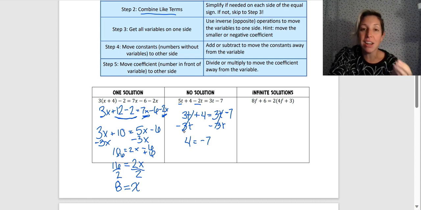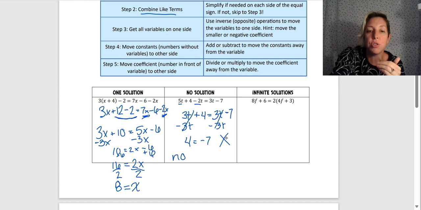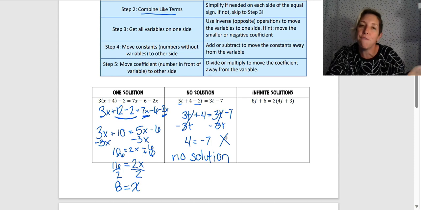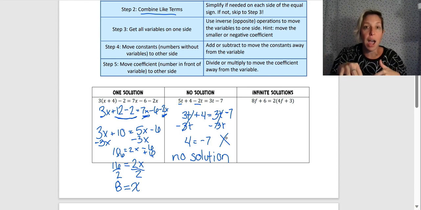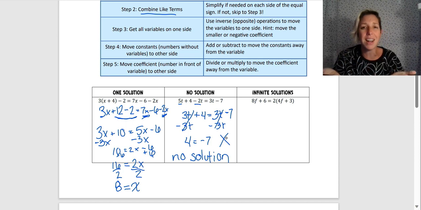So that right there tells me when I get something like this, a number equaling a number that's not true, this must be no solution. That's your clue that nothing is going to work. There's no number I can plug in that is going to make 4 equal to -7. So no solution. Anytime you get your variables canceling each other out, look closely at your numbers. If they are equal, that's going to be the next example. But if they're not equal, no solution.